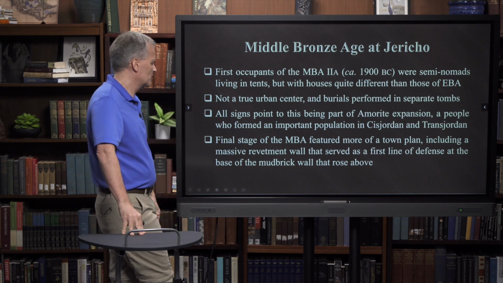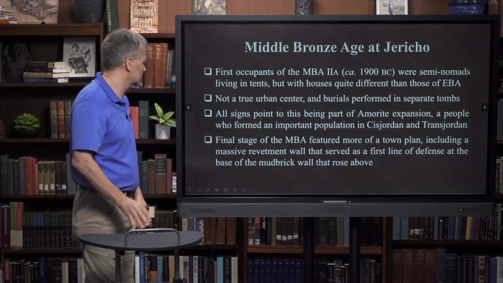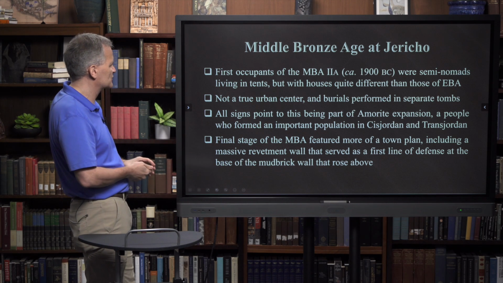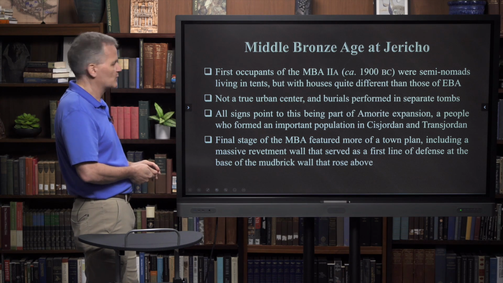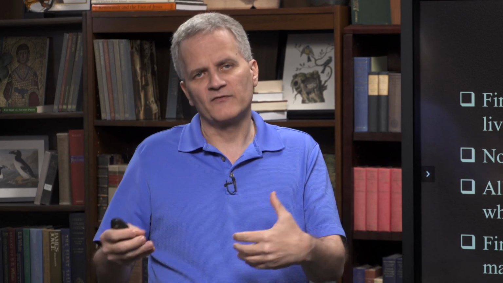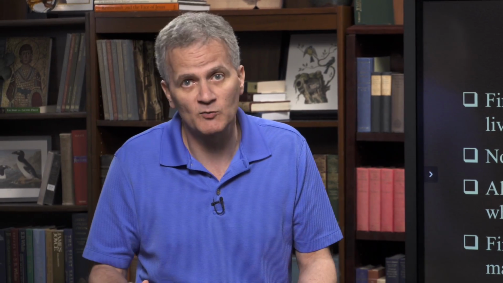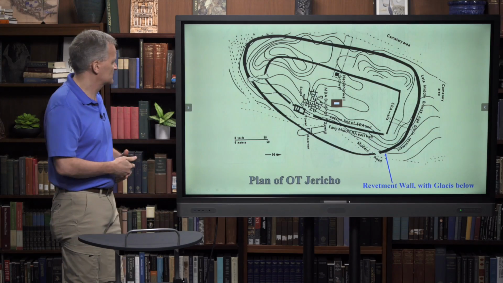The final stage of the Middle Bronze Age featured more of a town plan, including a massive revetment wall that served as a first line of defense at the base of a mud brick wall that rose above. So there were two walls that actually worked in conjunction with one another to defend the city.